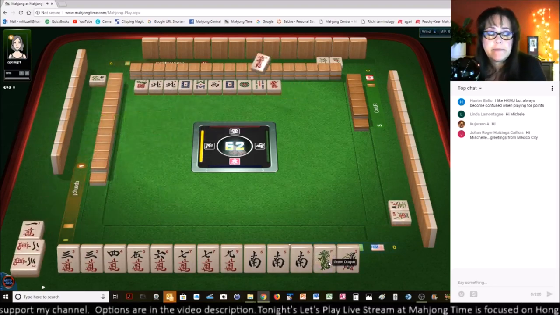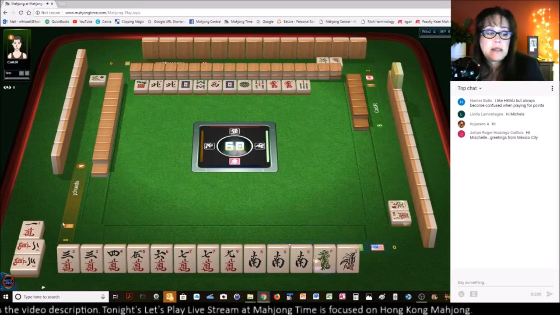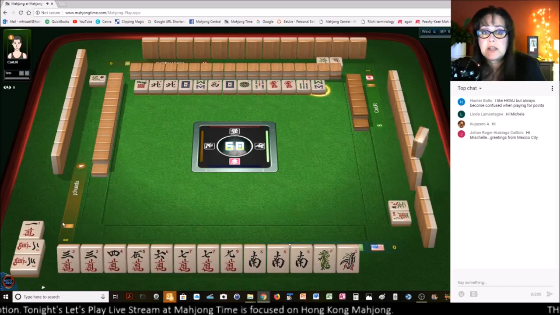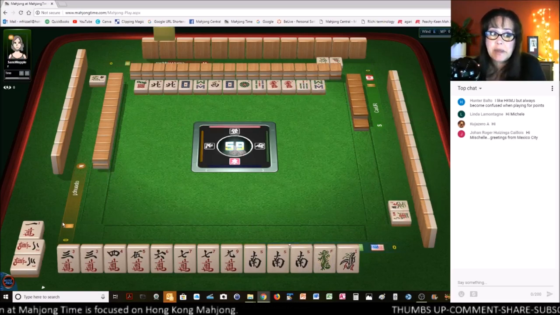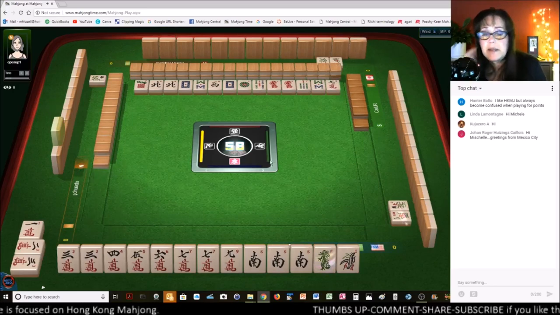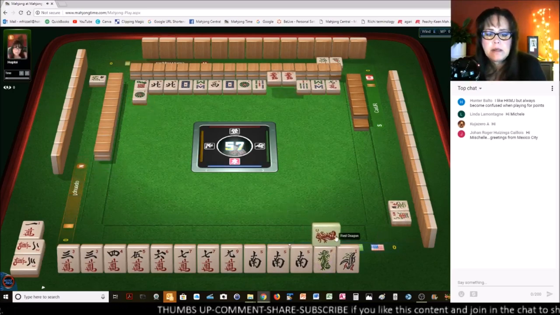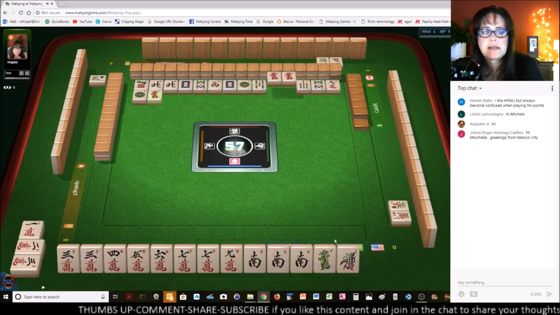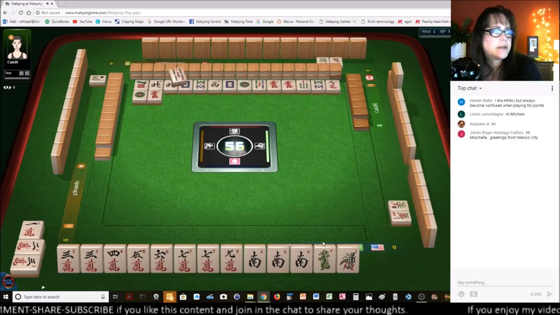Very difficult to get. Okay, now the player to my left just made an exposure with a chow of cracks, so they may be in cracks. I may not get cracks from them, unless they're playing a mixed suit chow hand. One dot. Okay, there are two red dragons out. There's only four of every tile, so I might as well get rid of the red dragon. Five bamboos.